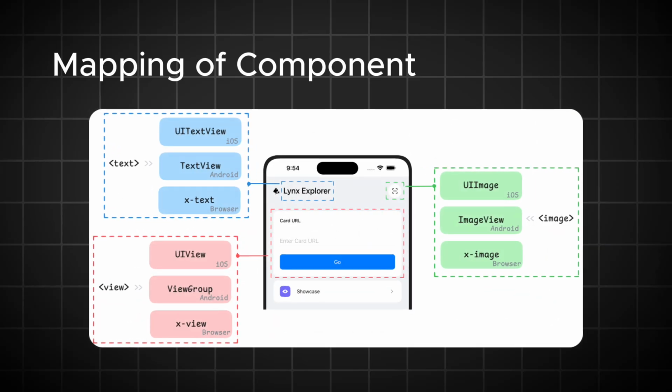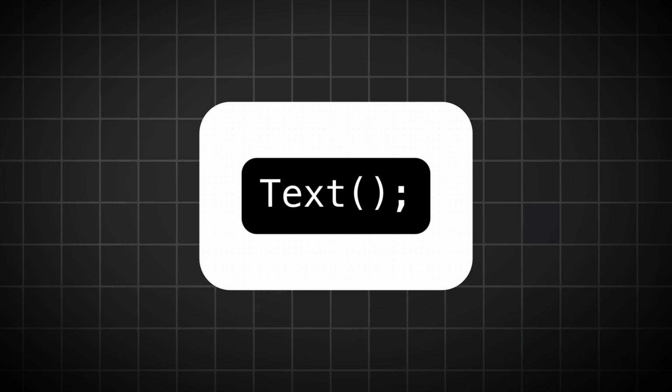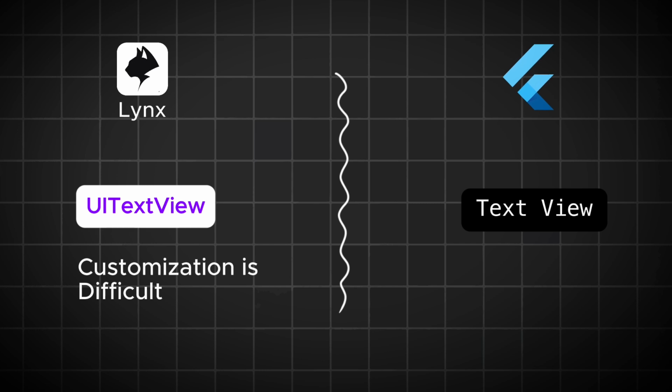Lynx actually maps all its HTML views to native equivalent components, so there's a bridging process. Whereas in Flutter, all the widgets are drawn directly on canvas with a dedicated rendering engine. The trade-off is you get native components with Lynx, but customization becomes difficult. On the other hand, you get flavored components with Flutter and it's highly customizable.